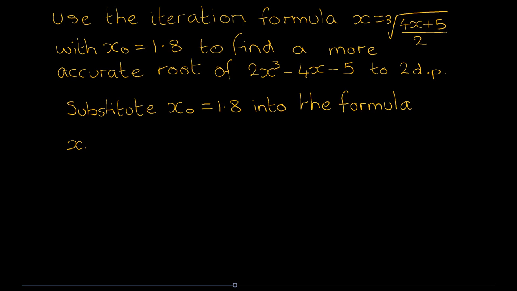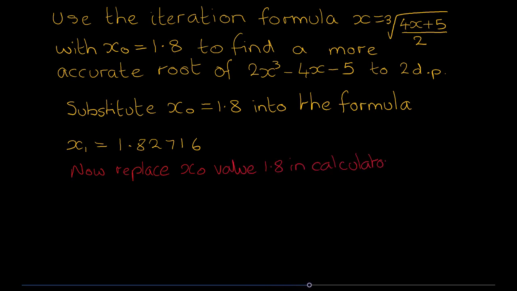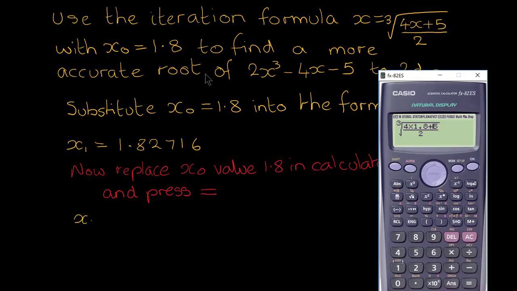So our first approximation is 1.82716. Now we're going to replace the x0 value 1.8 that we had in the calculator with the ANS, the answer button, and then just press equals. So we go back through, take out the 1.8, replace it by pressing the answer button and then hit equals, and that will give us our next approximation, which is 1.83256.